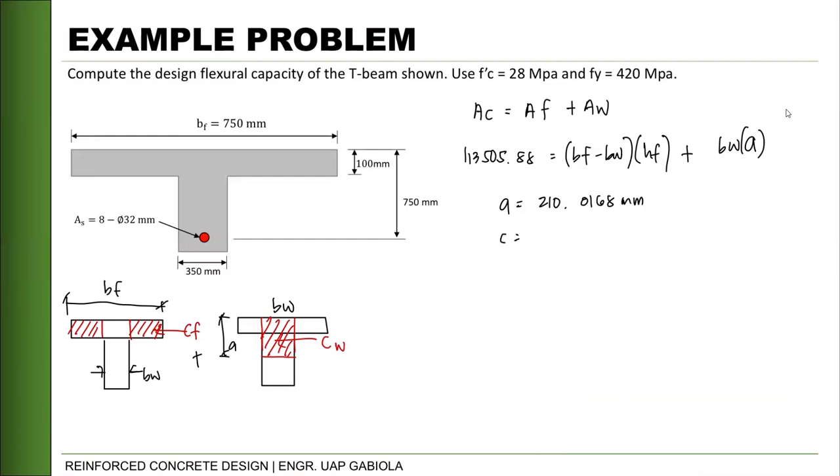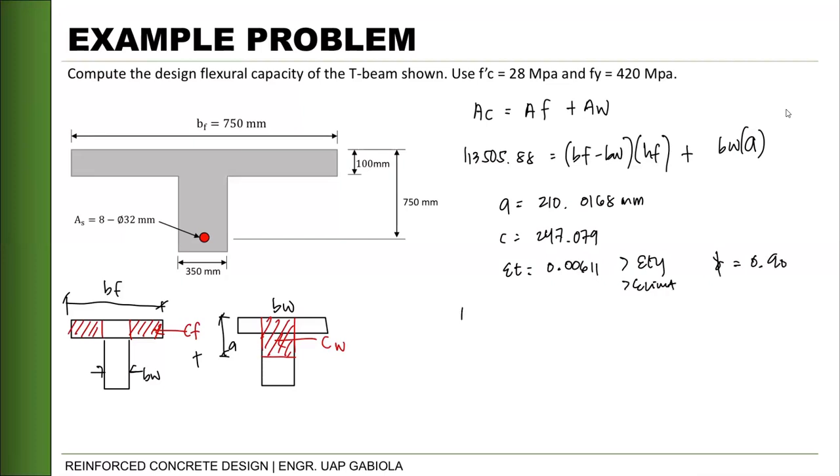Okay? Then we calculate C. So it is A over beta, so C is 247.079. And then our strain is 0.003 times 750 minus C, over C, that is 0.00611. So it is greater than ETY, greater than the limit. So our phi is equal to 0.9.